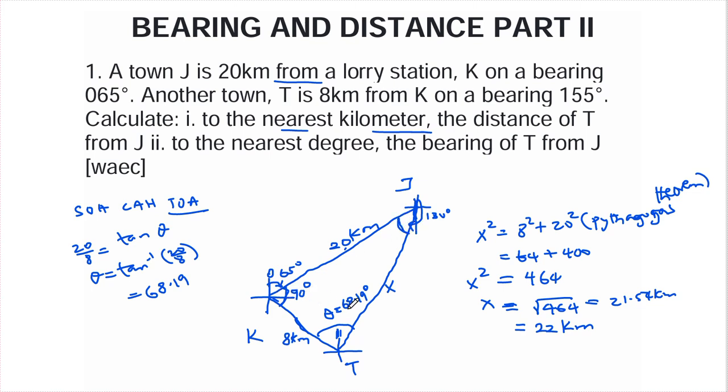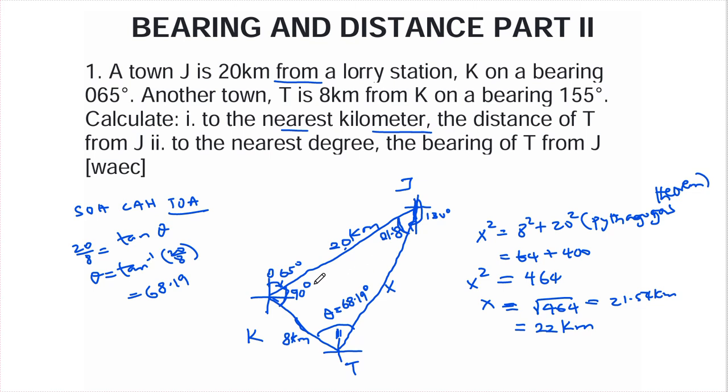So I'm going to write here 68.19. Now if here is 68.19, it means that here is going to be to subtract from 90. Since it's a right angle triangle, I will just subtract this from 90 to get here. So 90 minus 68.19 is going to give us 21.8. So this angle here is 21.8. You can see that's very interesting.